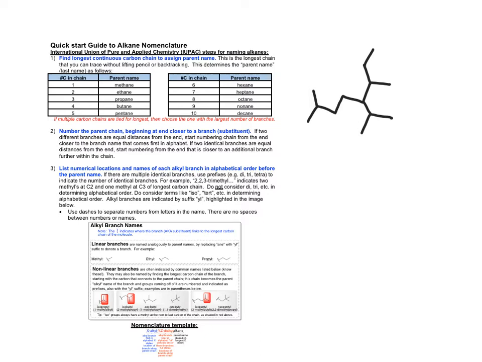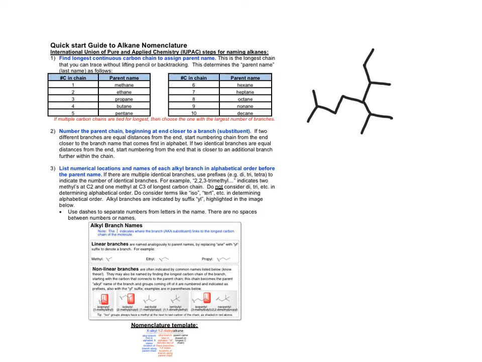And step one is find the longest continuous carbon chain. And that longest continuous carbon chain is going to determine what we refer to as the parent name. So just as typically people take at birth the last name of one of their parents, molecules do the same. The parent name is defined as the name that corresponds to the longest carbon chain.